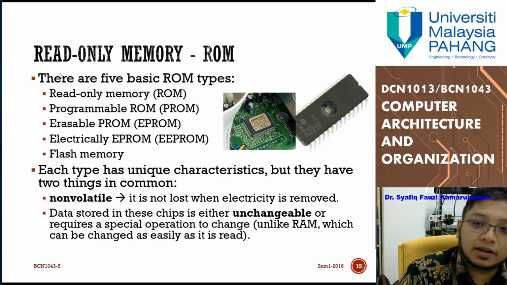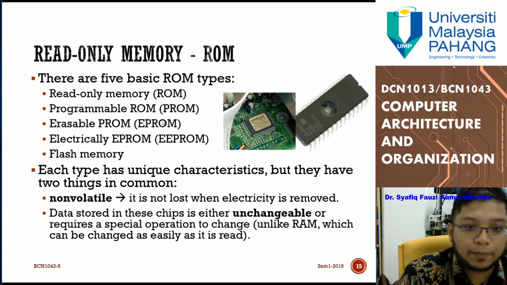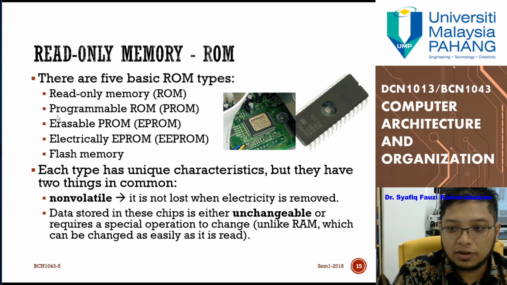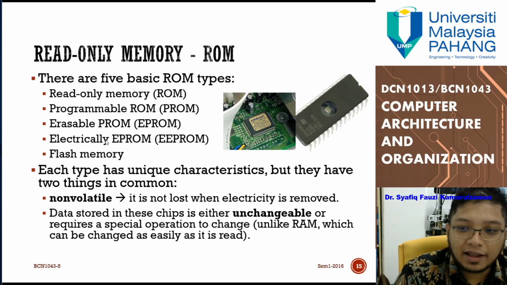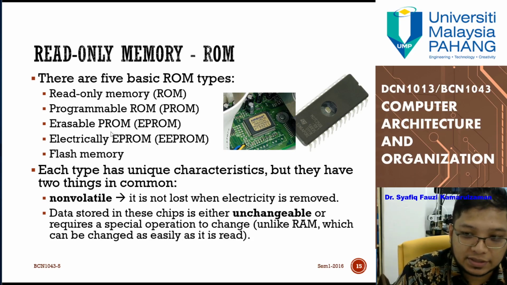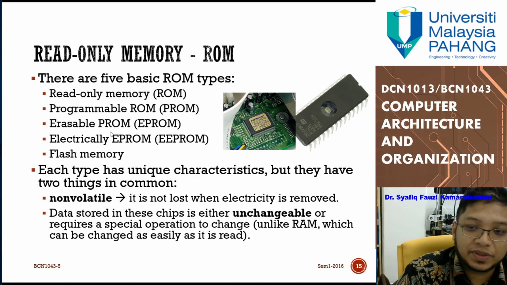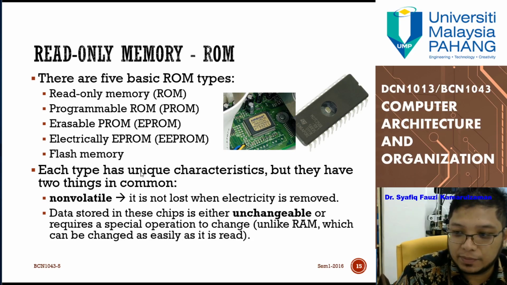So we have read-only memory, and then we have programmable ROM, where you can program the memory itself. Then you have erasable programmable ROM, where you can erase the memory using a certain protocol. And then you have electrically erasable programmable ROM, where you can use electricity to remove the data inside. And finally, we have flash memory.